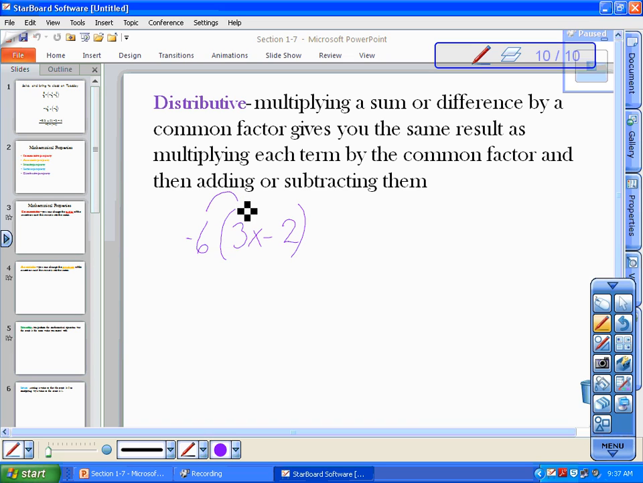I'm then going to apply the distributive property, reminding myself to distribute it to all of the terms within the parentheses. Negative 6 times 3x is negative 18x, and negative 6 multiplied by a negative 2 will be a positive 12. Again, watching negative signs very carefully.